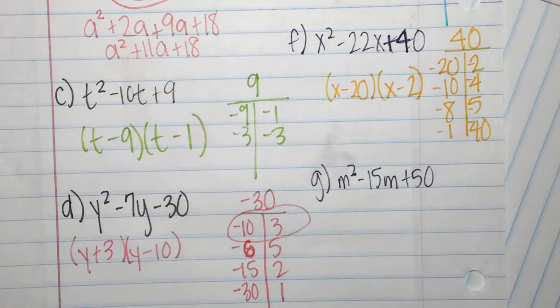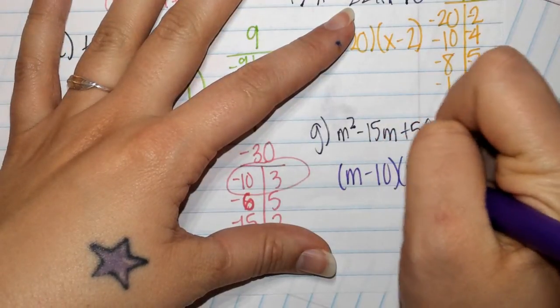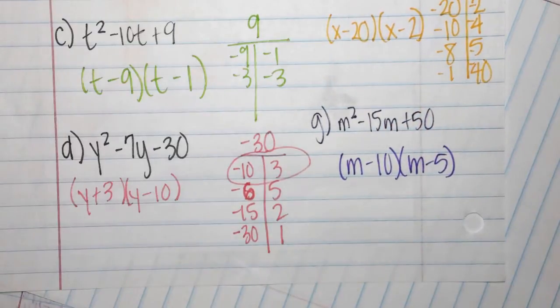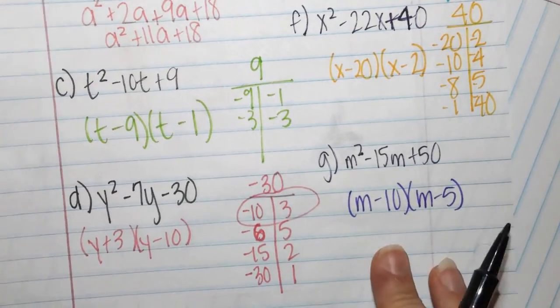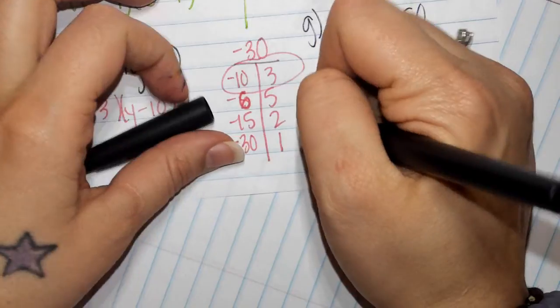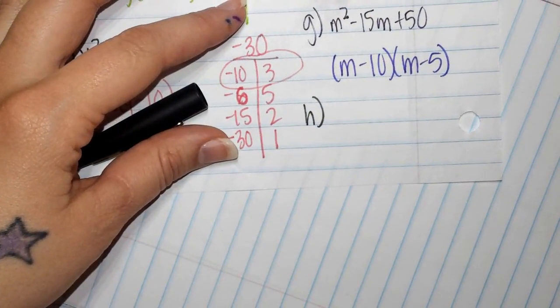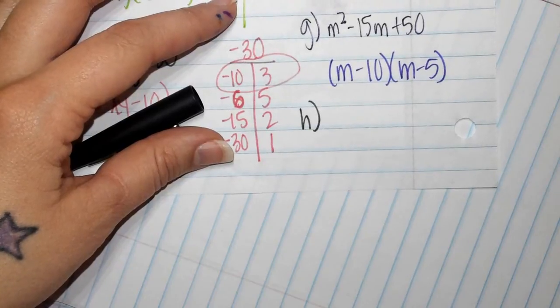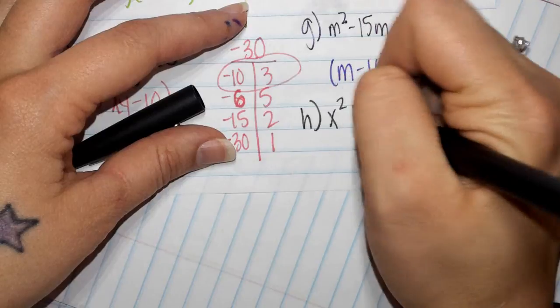All right, what'd y'all get for your factors? So we got m minus 10 times m minus 5. All right, uno más and then homework. Too much paperwork. Which order? It does not matter which order you write them in.